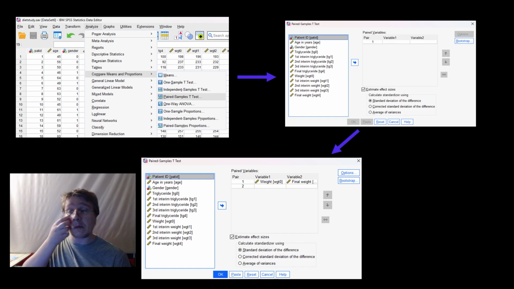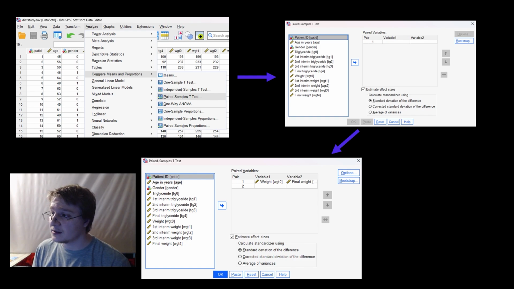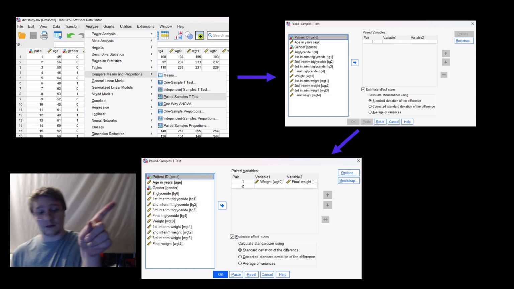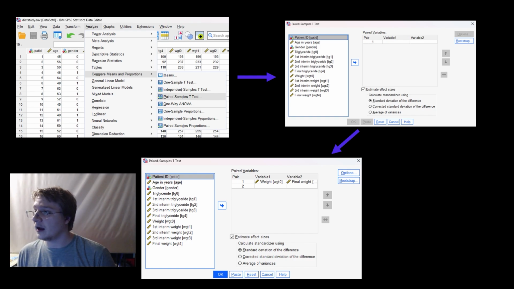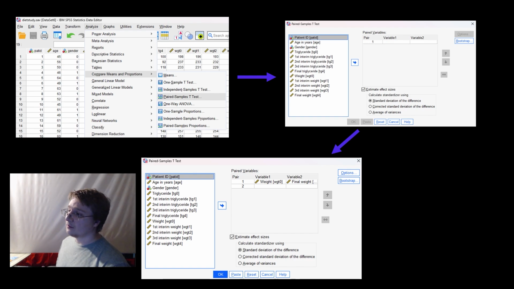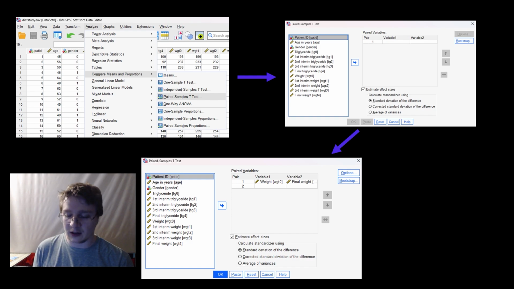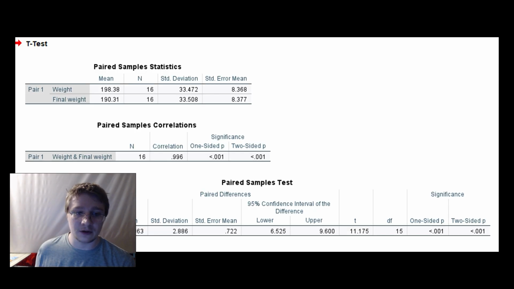Once we have our data set up, we're going to go up to Analyze, Compare Means and Proportions, Paired Samples t-tests. Then we'll see the dialog box pop up. We want to put in weight 0, or just the weight, and the final weight, which would be the 4th week weight. Once you place them in there, we press the OK button. And ShamWow, we have our data.